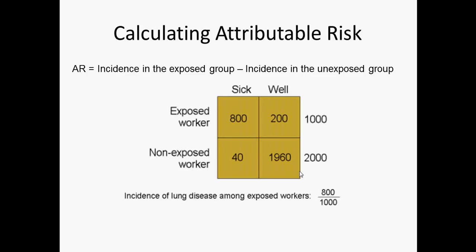So if we give incidence of lung disease among exposed, we get 800 over 1000, and incidence of lung disease among non-exposed gives us 40 over 2000, or in other words it gives us 20 over 1000. Now to calculate the attributable risk, what we do is simply 800 minus 20, which gives us 780 cases of lung illness per 1000 people per year.